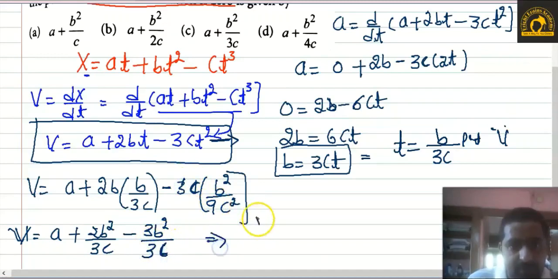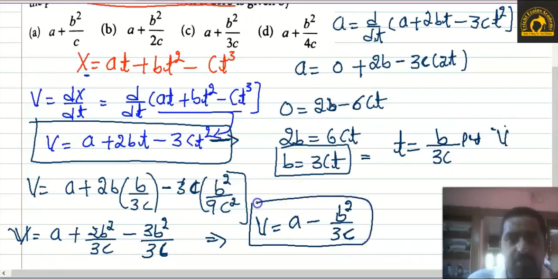So after simplified, that is velocity is equal to a minus, that is the 3c's LCM. Okay, 2b square minus 3b square is b square. So when the acceleration is 0, at that time the velocity is a minus b square by 3c. So which option is correct? A minus b square divided by 3.